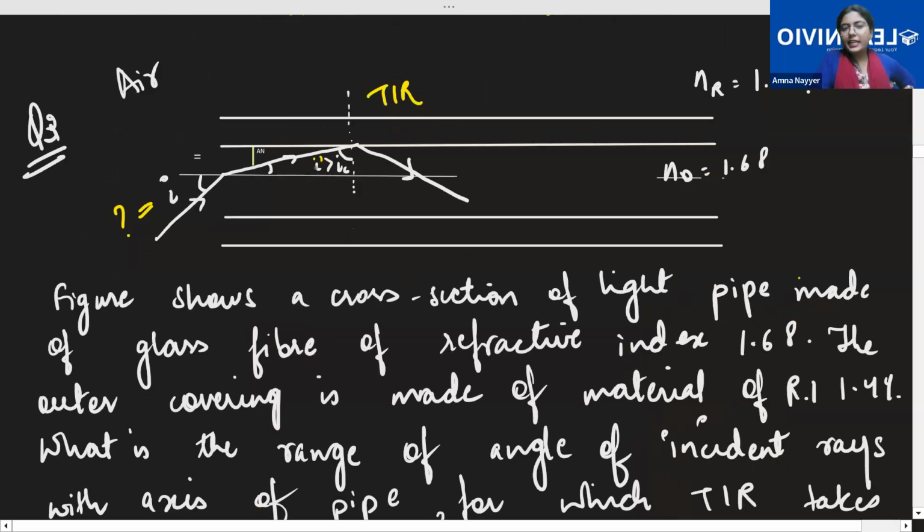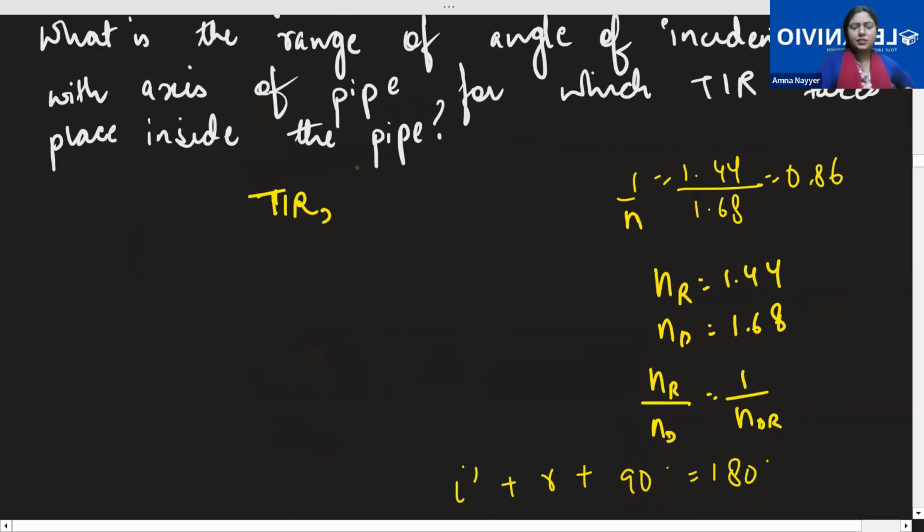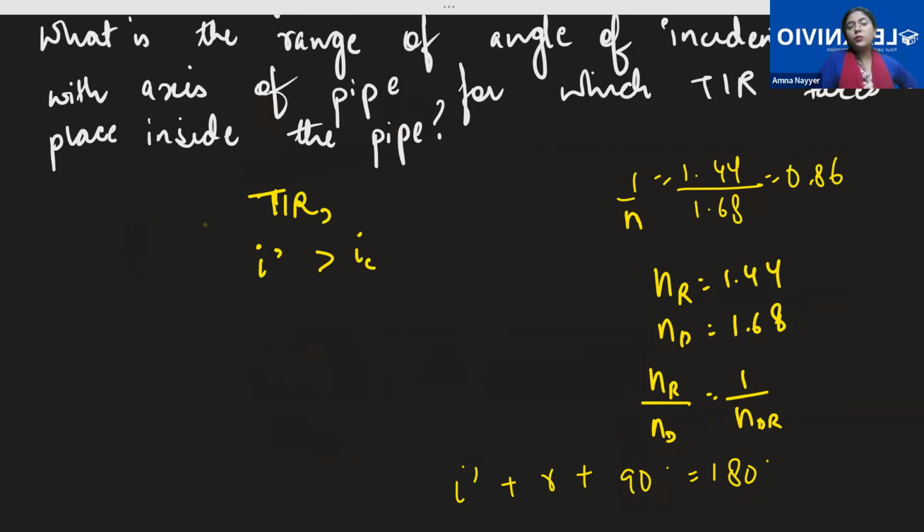Look here. Let's say this angle is some I dash. Whatever it is, we'll be replacing it. It must be greater than the critical angle, only then has TIR occurred. For TIR to take place, sine I dash is greater than sine IC, right? Sine I dash is greater than sine IC.